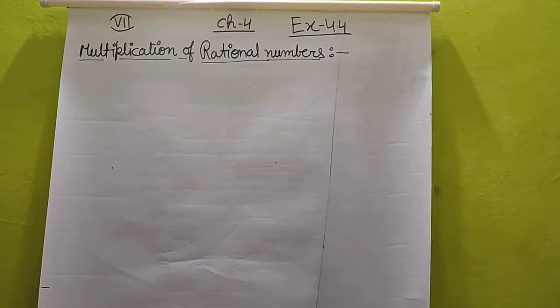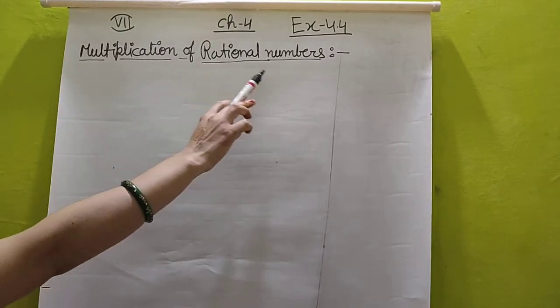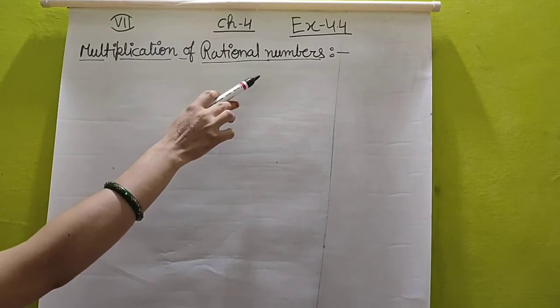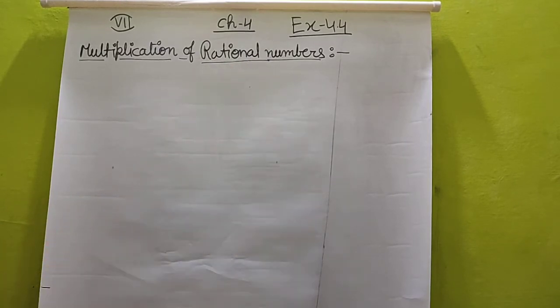Now students, as you know, we are doing operations of fractional numbers, and as you know, operations are subtraction, addition, multiplication and division. Subtraction and addition we have done. Now our next topic is multiplication of rational numbers. Students, we are going to start this today, and this will help you to complete exercise 4.4. Okay students?